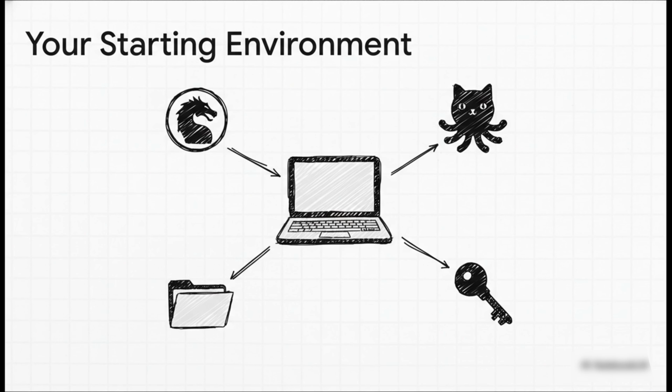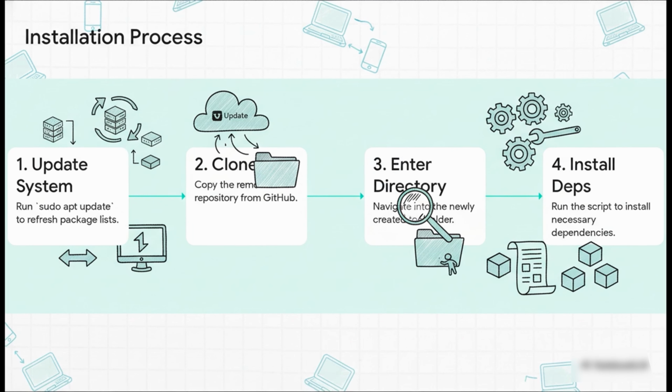Pretty cool, right? The initial setup is basically a simple 4-step recipe. First, we update our system, just to make sure all our packages are fresh. Then we use git clone to download the tool from GitHub. After that, we just hop into the new directory, and finally, we run a little script to install all the dependencies, which are basically just the helper programs this tool needs to do its job.